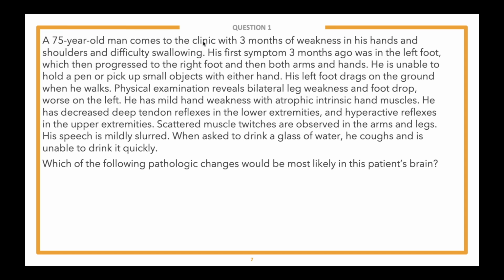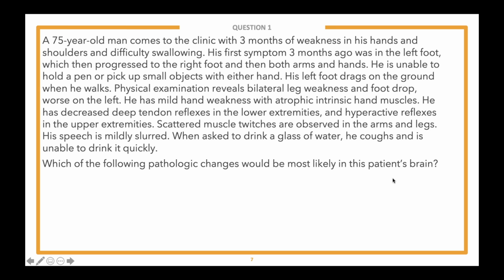Physical examination reveals bilateral leg weakness and foot drop, worse on the left. He has mild hand weakness with atrophic intrinsic hand muscles. He has decreased deep tendon reflexes in the lower extremities and hyperactive reflexes in the upper extremities. Scattered muscle twitches are observed in the arms and legs. His speech is mildly slurred. When asked to drink a glass of water, he coughs and is unable to drink it quickly. Which of the following pathologic changes would be most likely in this patient's brain?